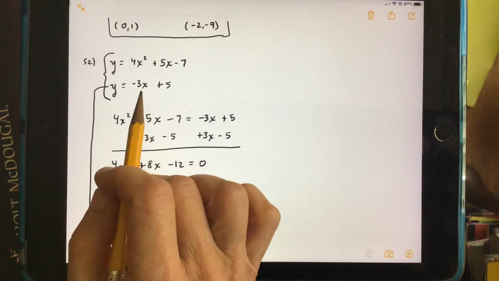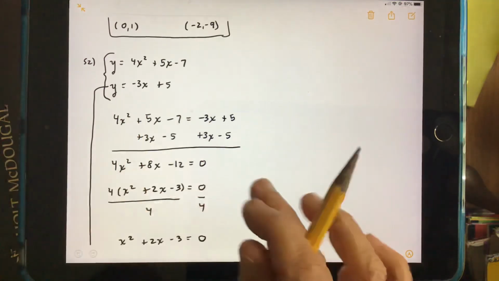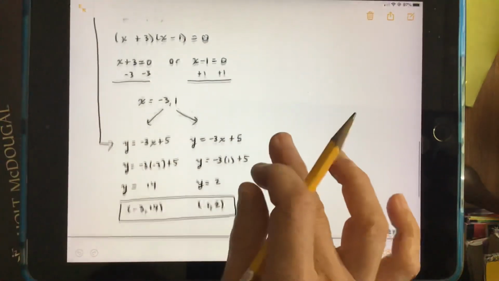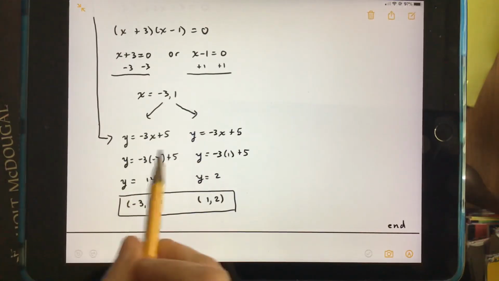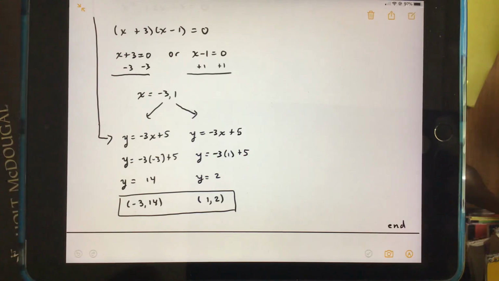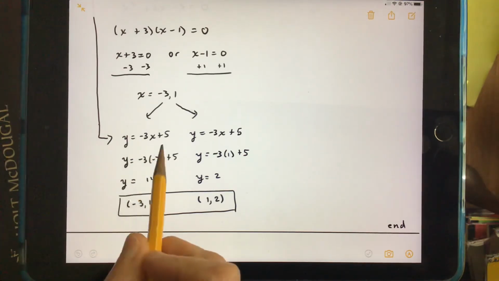I'm going to plug in what I got for x. I got two different values for x. I'm going to plug in both of those values for x to find the corresponding y. That's what I'm doing here. So here I'm just rewriting the linear equation from my original presentation of the system. So y equals negative 3x plus 5.